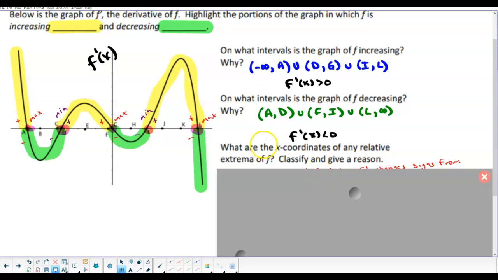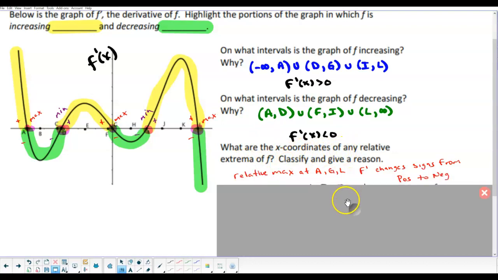So now we have to classify the x-coordinates of any relative extrema. That's max and mins. Remember what we're looking for. I always focus on the reason first. If we're looking for a maximum, that's when the derivative changes signs from positive to negative. So I go from an increasing to a decreasing slope, or a positive to a negative derivative. There's a maximum at A. Same thing here at G. We have maximums. So we have a positive derivative to a negative derivative, maximum. And then here we go from positive to negative at L in the derivative.